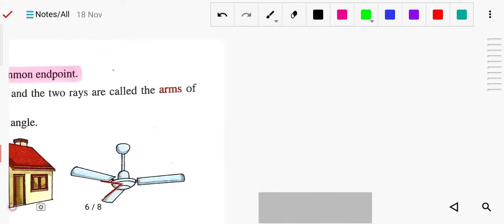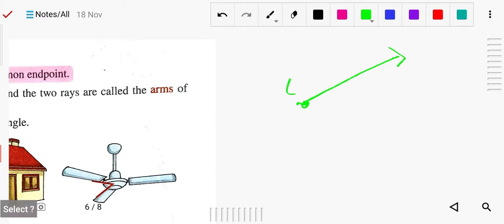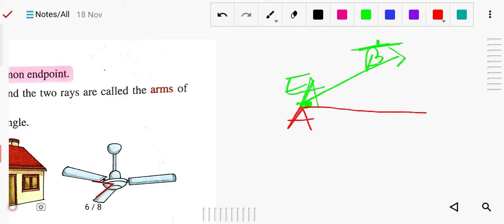Two rays means we know that a ray has one endpoint, and on the other side it is endless. An angle is the combination of two rays that have a common endpoint. This part is the endpoint, and this is not an endpoint, it is endless. Suppose this ray's name is AB and another ray's name is AC. A is here and C is here, and these two rays have a common point.